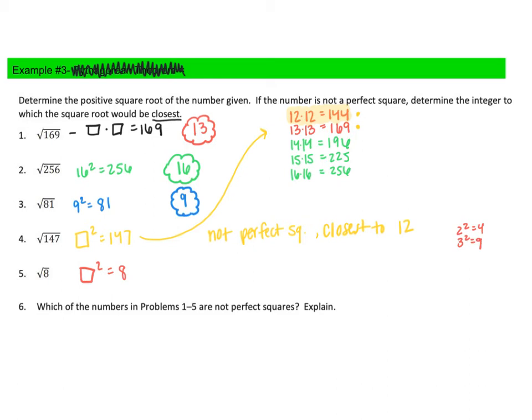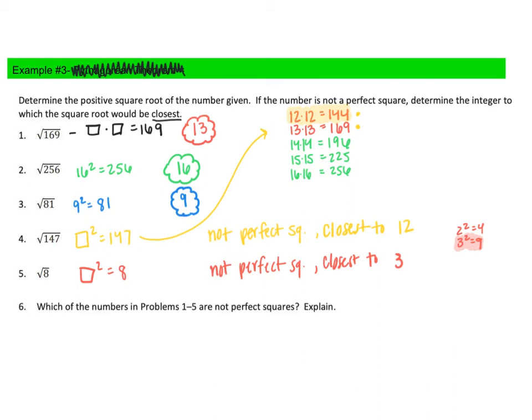Which one is it closer to? I would say 8 is closer to 9 than it is to 4. So this is not a perfect square. But it's closest to the square root of 9, which is 3.